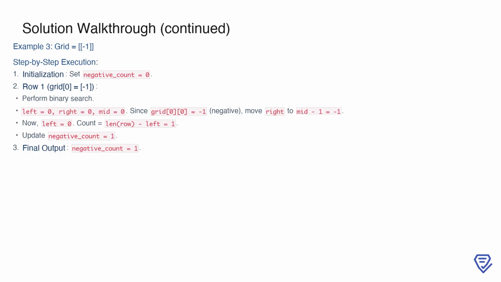At this point, the left pointer is at index 0, meaning all elements in the row are negative. The count of negatives is len(row) - left, which equals 1. We add this to negative_count, resulting in a total of 1. Since this is the only row in the grid, the final output for this example is 1.